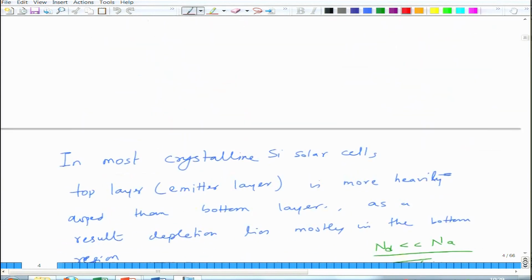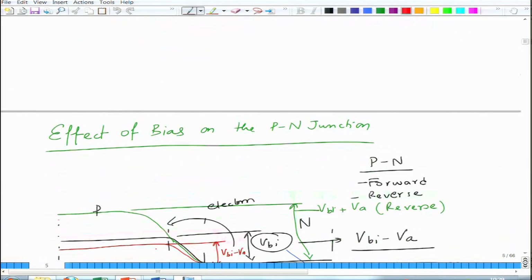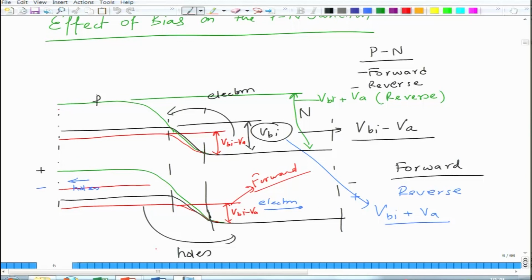Okay. So then we looked at effect of bias on the p-n junction. We looked at a qualitative way of understanding it. So effect of bias is essentially you can have two biases, forward and reverse biases. Forward bias essentially reduces the barrier height. So your barrier height becomes VBI minus VA, because VA is positive. As a result, more electrons can flow and more holes can flow across the junction, whereas in case of reverse bias you increase the barrier height, leading to reduced hole and electron flow across the junction. As a result, the current is lower.